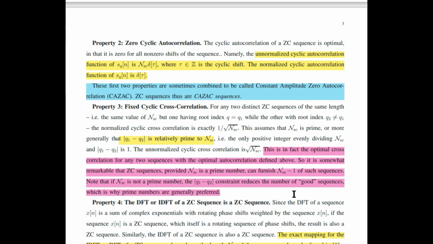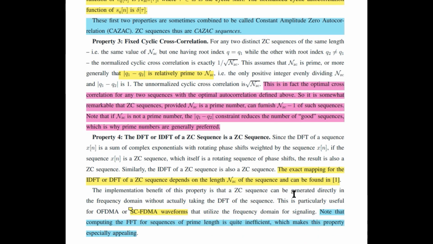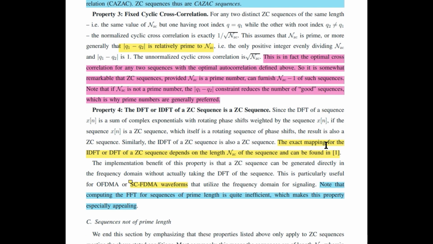All right. Now come to the property that the DFT, discrete Fourier transformation, or the IDFT, inverse discrete Fourier transformation, of the ZC sequence is also a ZC sequence. Since the DFT of the sequence xn is the sum of complex exponentials with a rotating phase shift weighted by the sequence xn, if xn is a ZC sequence, which itself is a rotating sequence of phase shift, the result is also a ZC sequence. Similarly for the IDFT, a ZC sequence gives a ZC sequence. The exact mapping of the IDFT or DFT of a ZC sequence depends on the length NZC of the sequence and can be found in reference 1.